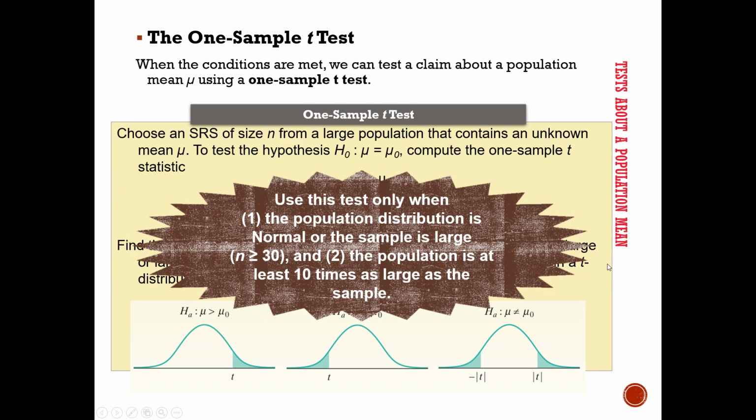You should use this test only when the population distribution is normal, or the sample is large, and the population is at least 10 times as large as the sample. So that's just a reminder, you do have to meet your conditions. And of course you do want the sample to be random, right? You don't want a non-random sample because that can lead to bias.